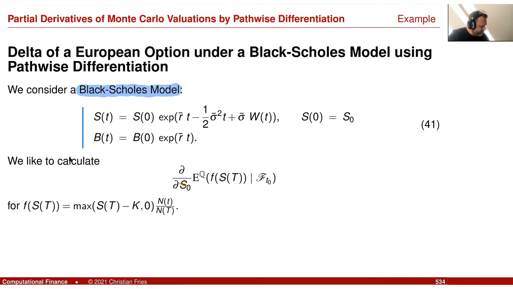I'm interested here in this derivative of the expectation of f of S of T. And my f of S of T, so the product, is maximum of S_T minus K and zero, also multiplied with the ratio of the numerators. That's just some e to the minus r (capital T minus little t). So, yeah, that's the setup.